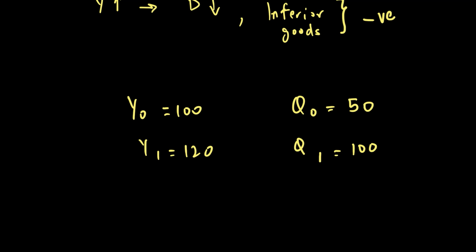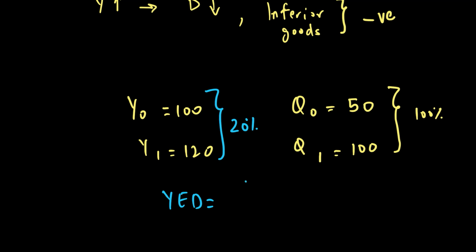So if I look at this example, my percentage change in quantity demanded is turning out to be 100 minus 50 over 50, or 100%. On the other hand, my percentage change in income is turning out to be 20%, because 120 minus 100 over 100 is 20%. Now, that would mean if I use the formula, my YED, which is percentage change in quantity demanded, or 100%, divided by percentage change in income, which is 20%, is turning out to be plus 5.